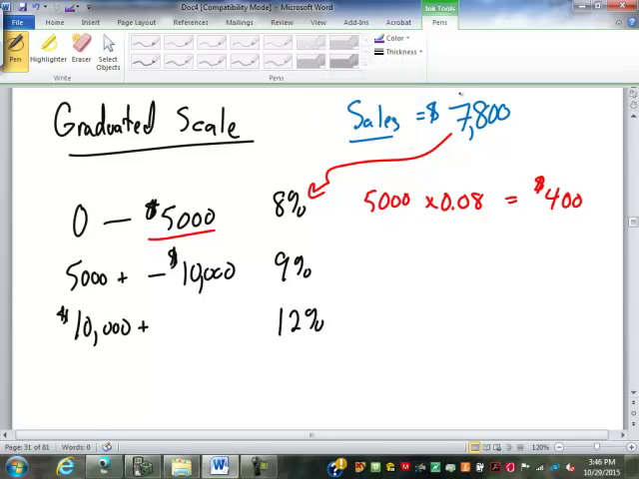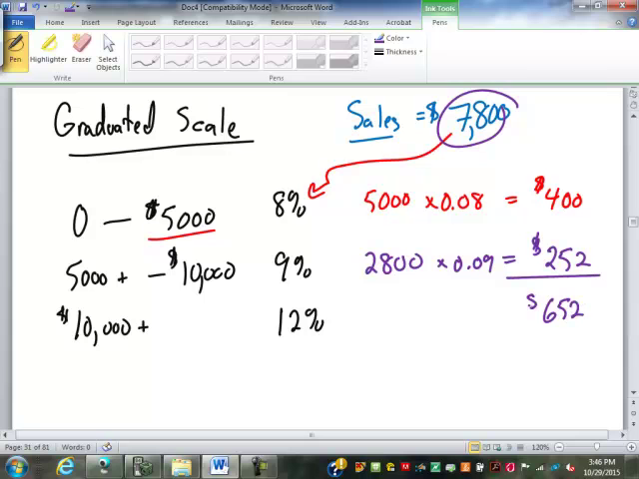How much is left? 7,800 minus 5,000 leaves us 2,800. Is that going to go over our next one? No, it's not. So that full 2,800 is going to be at 9%, which is going to be what, 252? And there's nothing left to go into the 12%, so this is going to add up to $652 is the pay for the week.